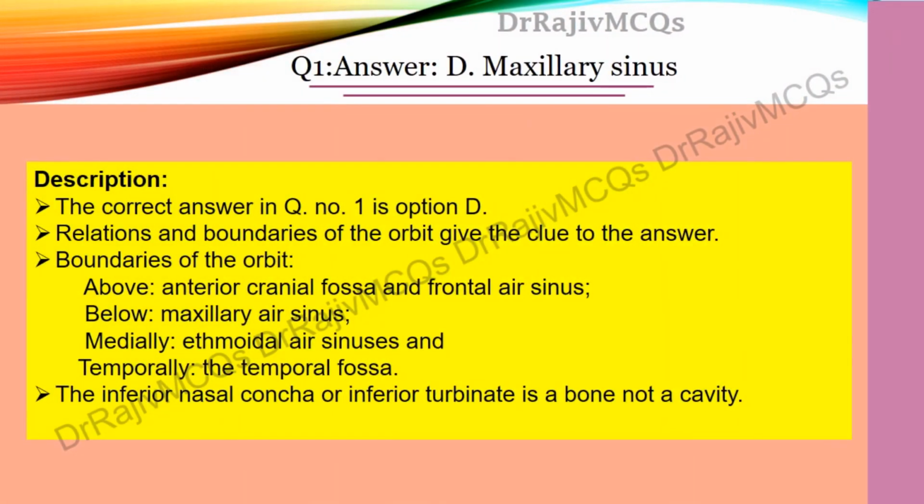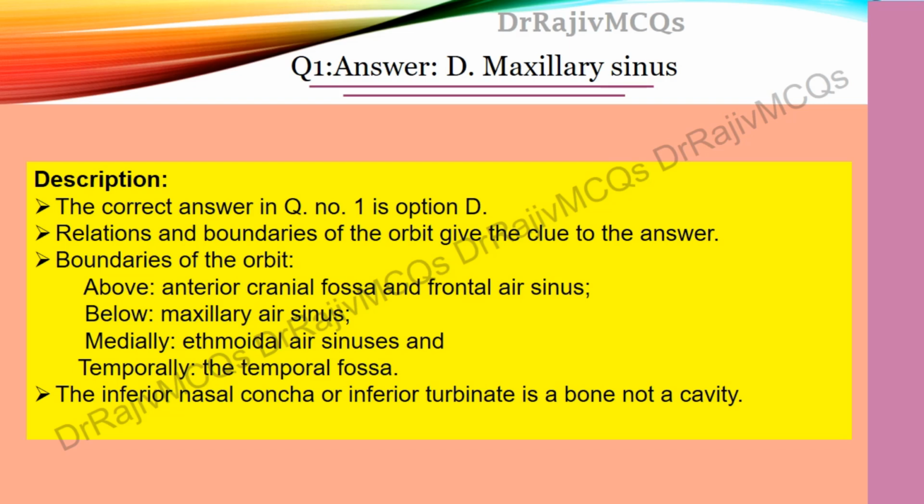The correct answer in question number 1 is option D. The recall of relations and boundaries of the orbit gives the clue to the answer. Above, there is anterior cranial fossa and frontal air sinus. Below the floor, there is maxillary air sinus, medially ethmoidal air sinuses, and laterally the temporal fossa. Now it is apparent that any trauma to the floor of the orbit will lead to accumulation of blood in the ipsilateral maxillary air sinus.